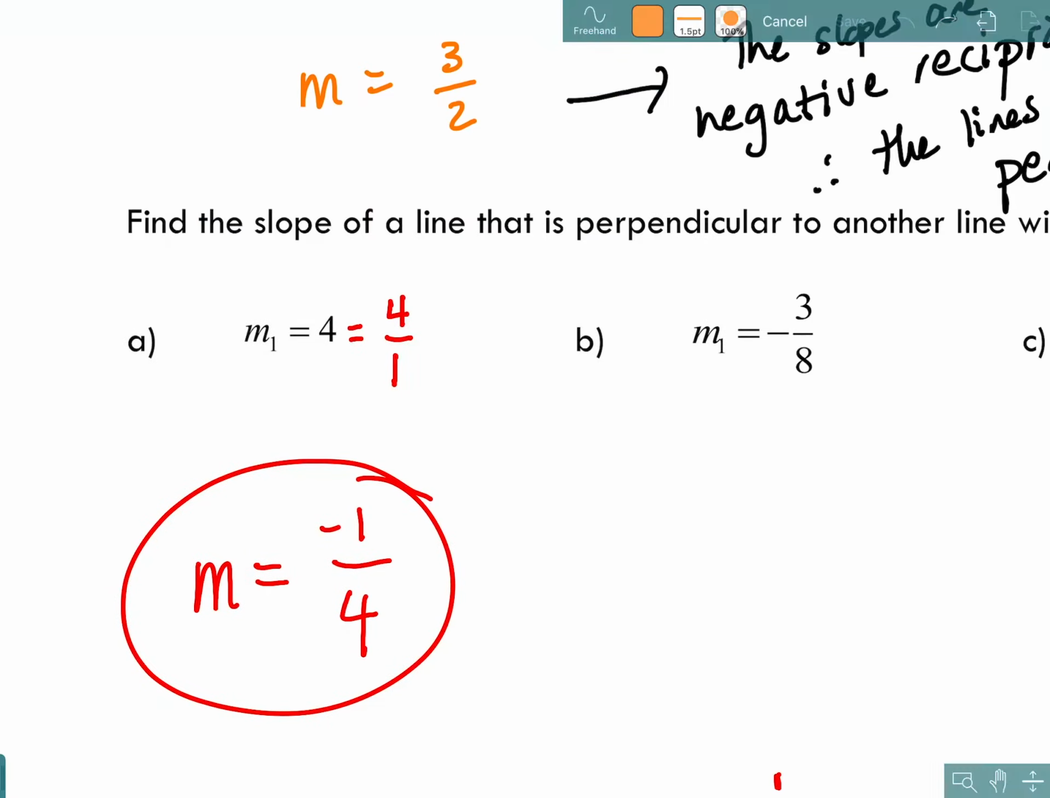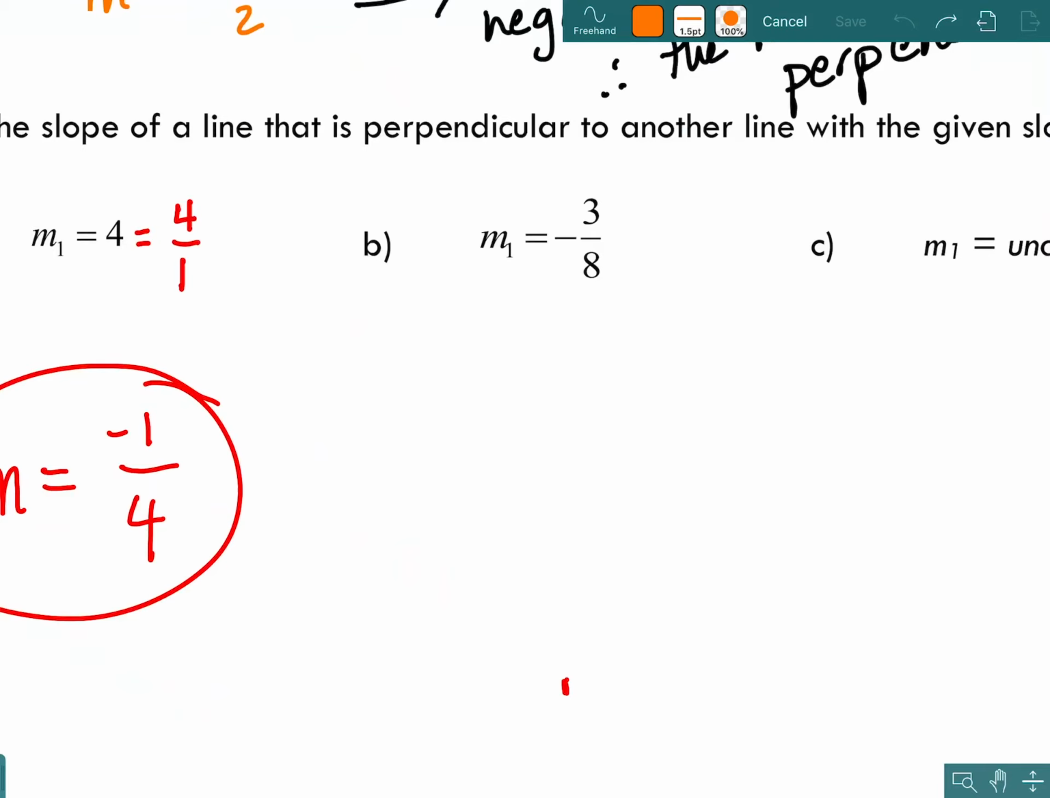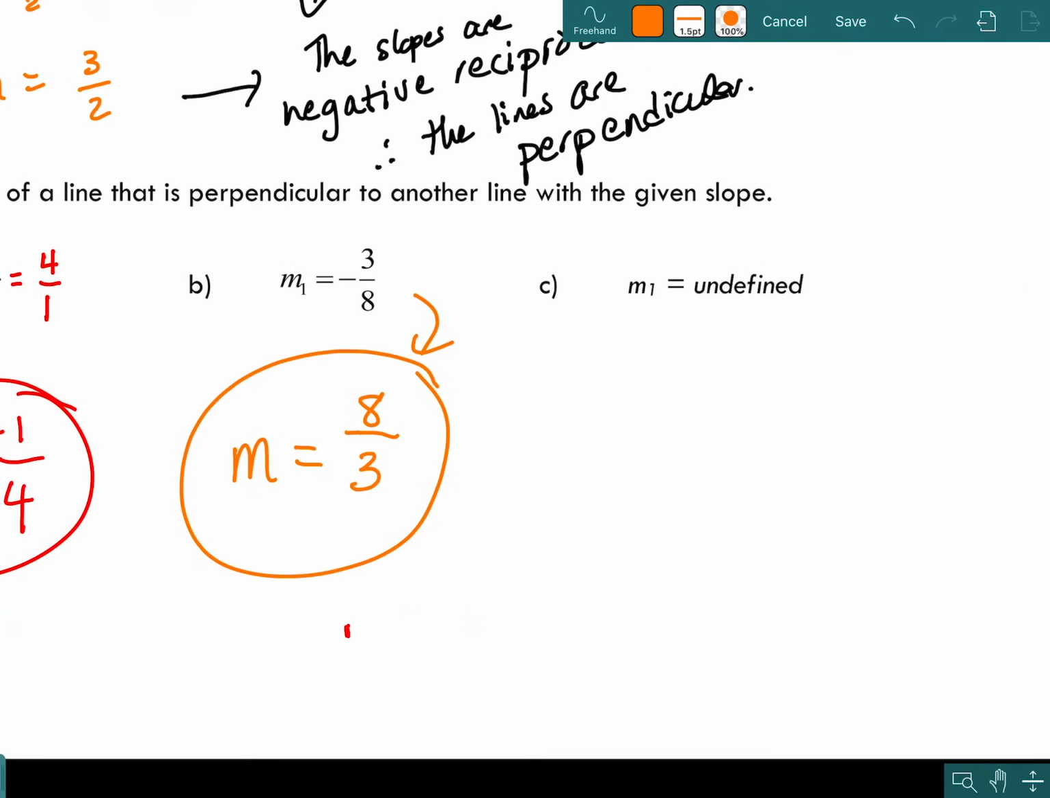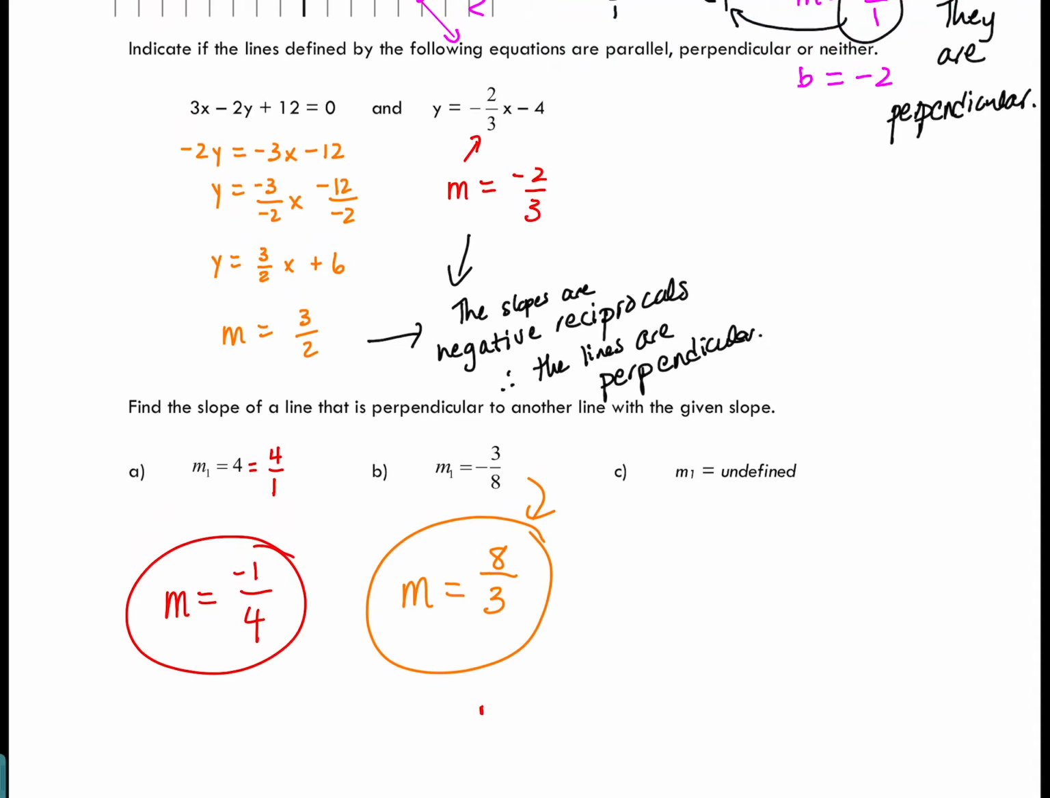With the next question, B, we have a slope of -3 over 8. So to find a perpendicular slope, we have to flip it and multiply by -1. So a negative times a negative would give us a positive. So we're going to have positive 8 over 3. So that's our perpendicular slope.